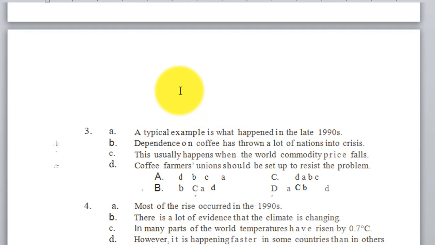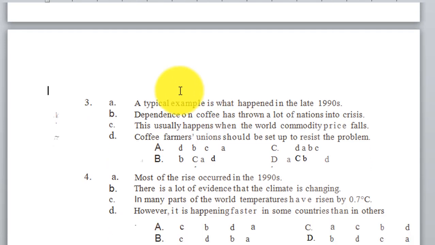Because we have already discussed some of the key strategies for writing coherent paragraphs to become meaningful, we have to exploit that strategy, please. Question number 3, the third question. A typical example is what happened in the late 1990s. Yes, right. So what do you think is the idea here?